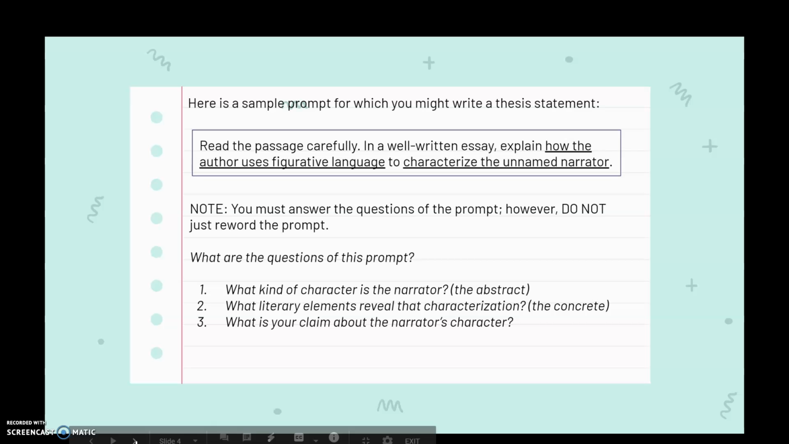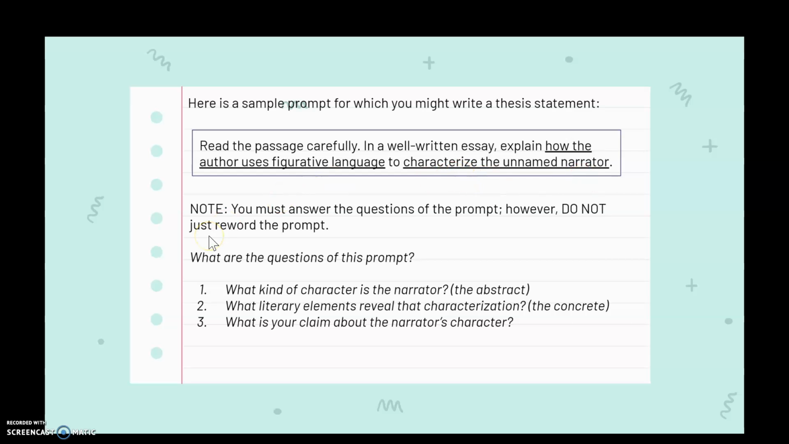So here's a sample prompt that you might write a thesis statement for. This is something that you might see in the future. Read the passage carefully. In a well-written essay, explain how the author uses figurative language to characterize the unnamed narrator. So this is not your actual writing prompt. This is just a sample. Right here, when it says how the author uses figurative language, this is concrete. This is the evidence that we are going to use, concrete evidence, figurative language. I can see this in the text. But your subject, your abstract idea, is the characterization of the narrator.